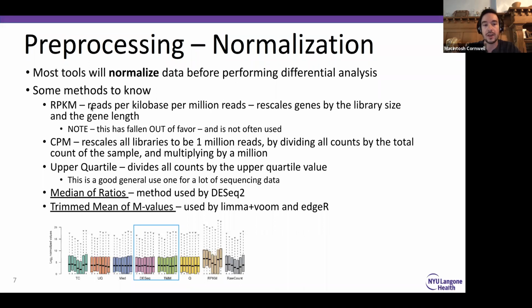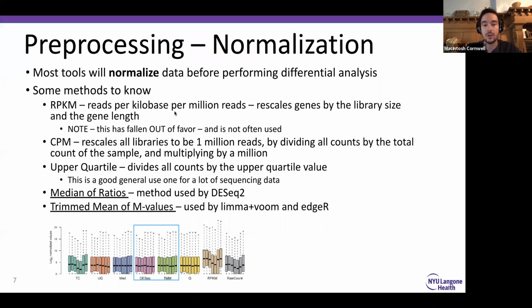RPKM, or FPKM, stands for reads or fragments per kilobase per million reads. This method was in favor for a long time and was the standard by which many workflows followed.